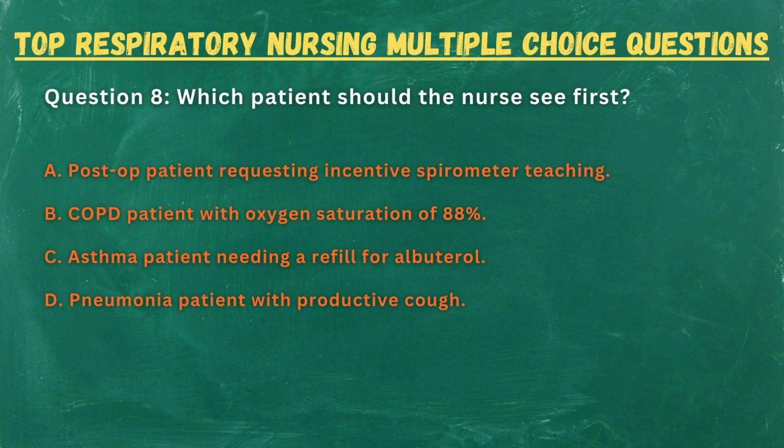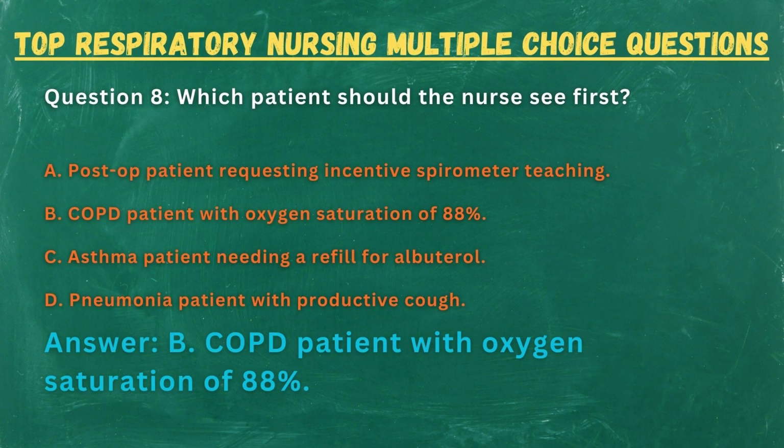Question 8. Which patient should the nurse see first? A. Post-op patient requesting incentive spirometer teaching. B. COPD patient with oxygen saturation of 88%. C. Asthma patient needing a refill for albuterol. D. Pneumonia patient with productive cough. Answer. B. COPD patient with oxygen saturation of 88%.